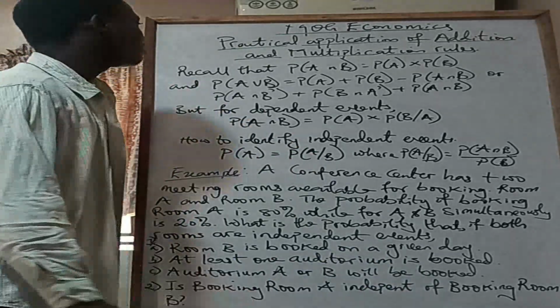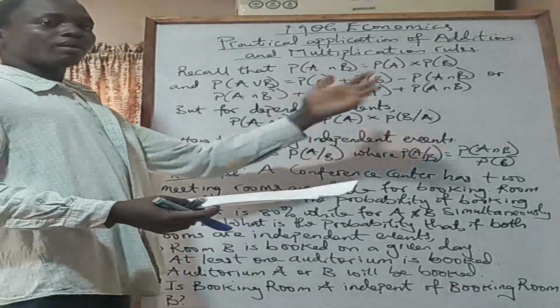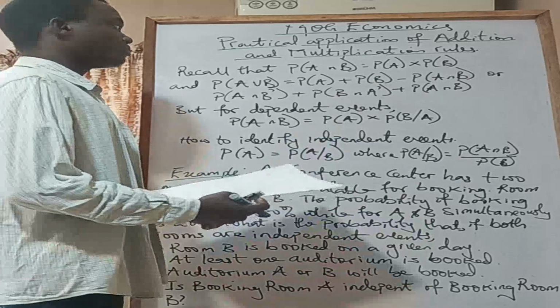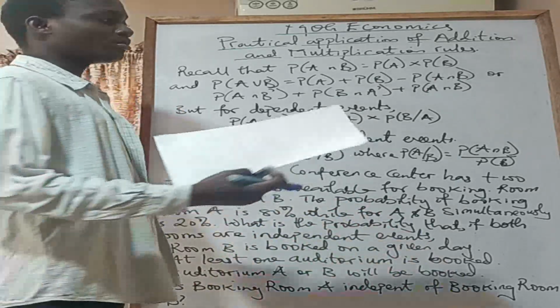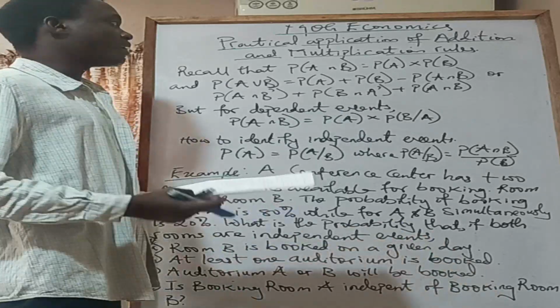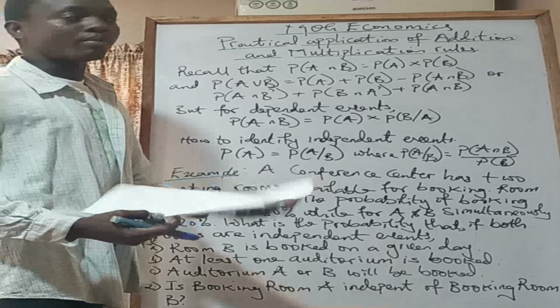Now recall that probability of A intersection B equals probability of A multiplied by the probability of B. Okay, the probability that an event is going to happen and the other event going to happen is the probability of the first event multiplied by the probability of second event. So intersection means multiplication of probabilities.